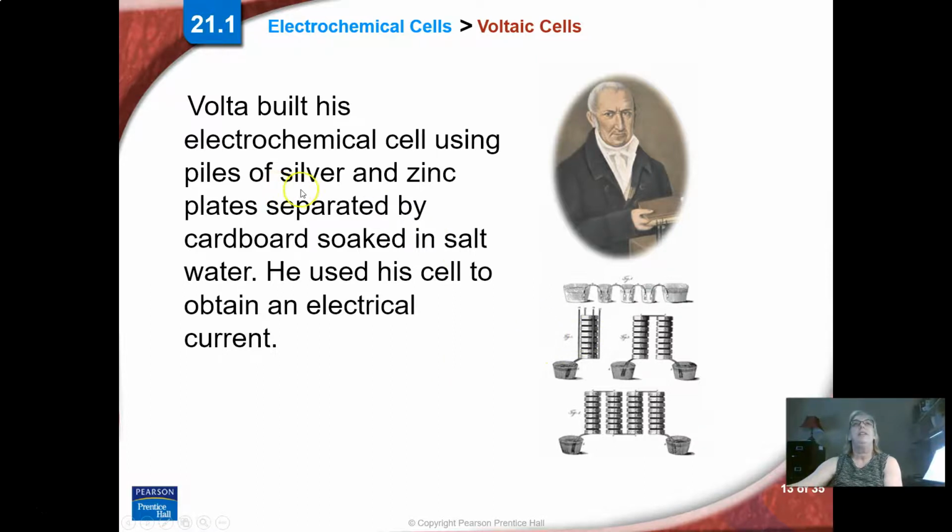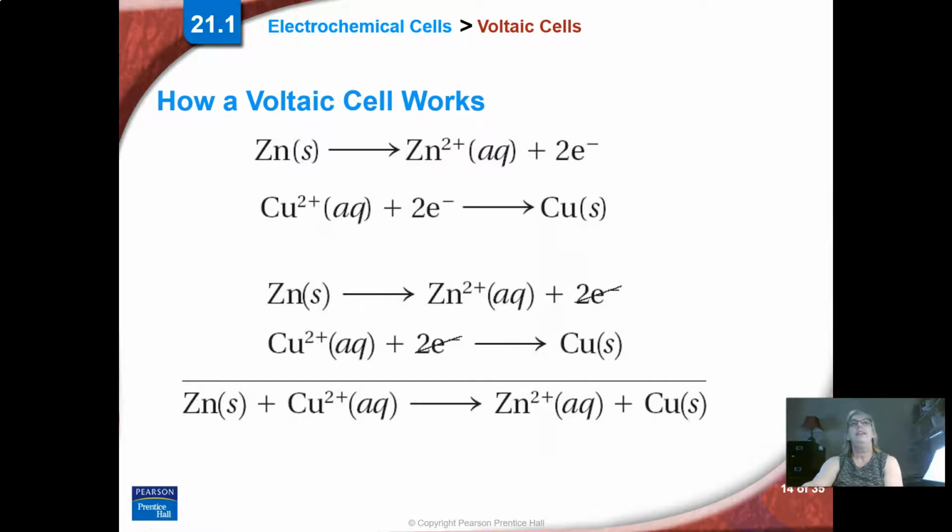He had 2 different metals, silver and zinc, and he put them alternating, and he put wet material, cardboard, in between that was soaked in salt water, and it was able to make an electrical current. So here's the first one who made a battery. And this is how it works.